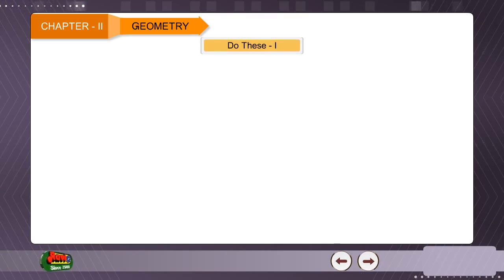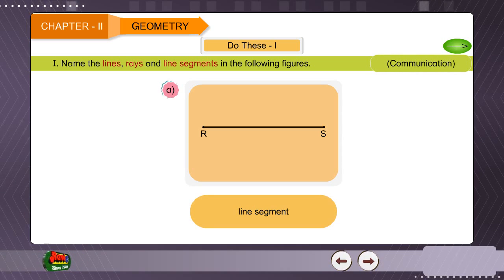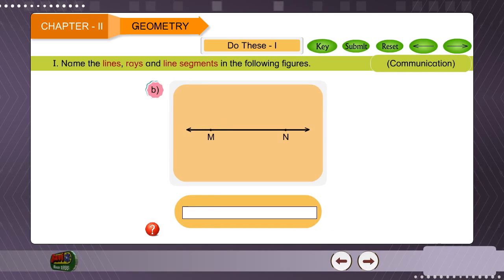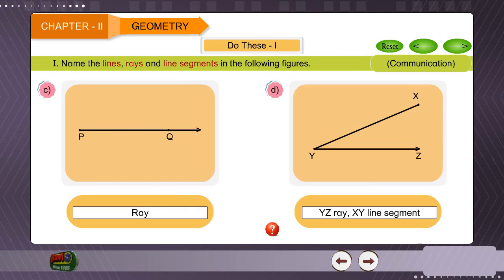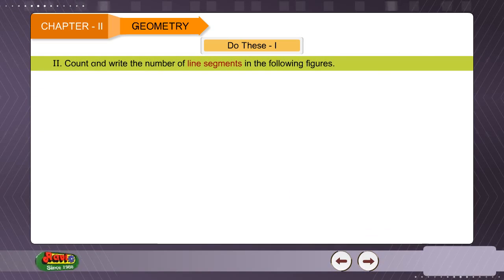Do these. 1. Name the lines, rays, and line segments in the following figures. 2. Count and write the number of line segments in the following figures.